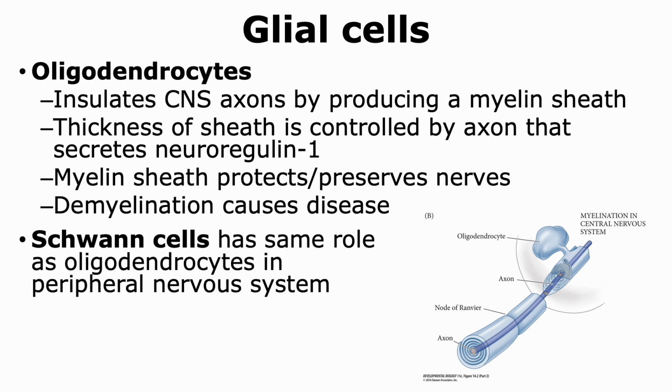In the case of the peripheral nervous system, we have specialized cells that are similar to the oligodendrocytes that are called the Schwann cells. So oligodendrocytes function in the central nervous system, while Schwann cells do the same function, which is to produce a myelin sheath around the axons. However, they function in the peripheral nervous system.